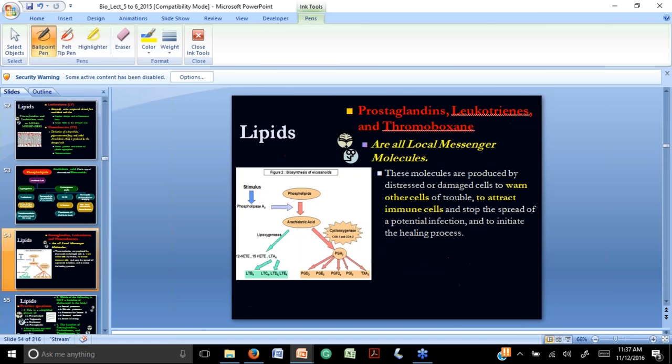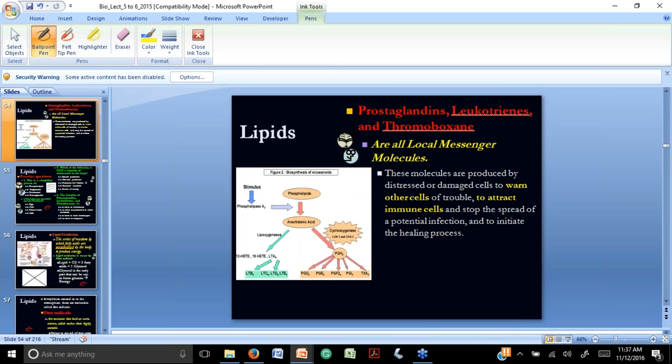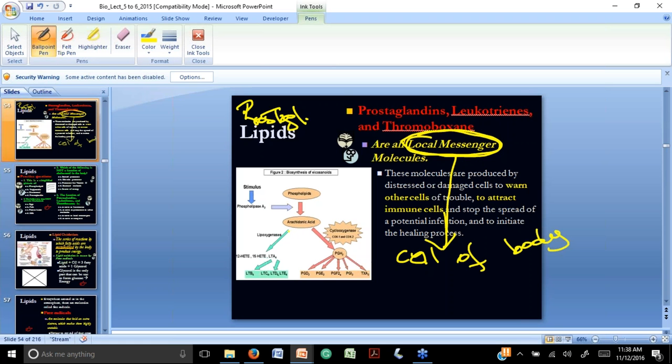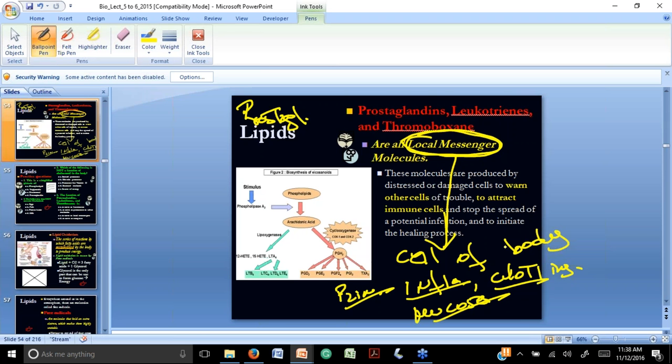All right, so another thing that we will talk about another time is the prostaglandins. Prostaglandins are actually the local messengers. What I want you to remember about the prostaglandins is they are local messengers, in every single cell of the body. If you have pain, if you have inflammation, if you have clotting to heal a wound, if you have mucus produced in the stomach or in the mouth, who is the local messenger that informs the nervous system? The prostaglandins: pain, inflammation, clotting, mucus.